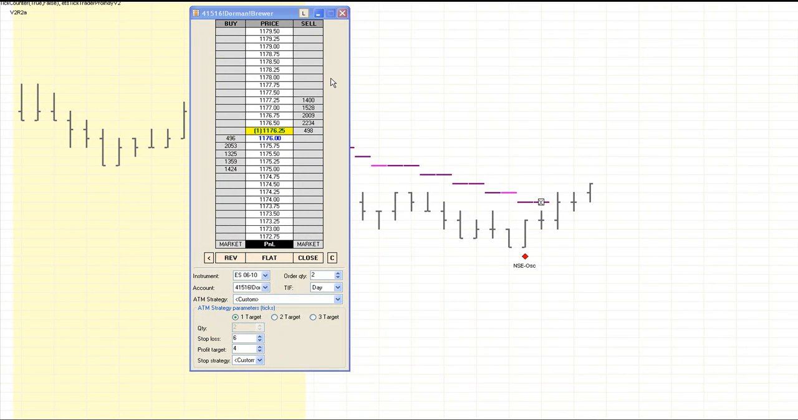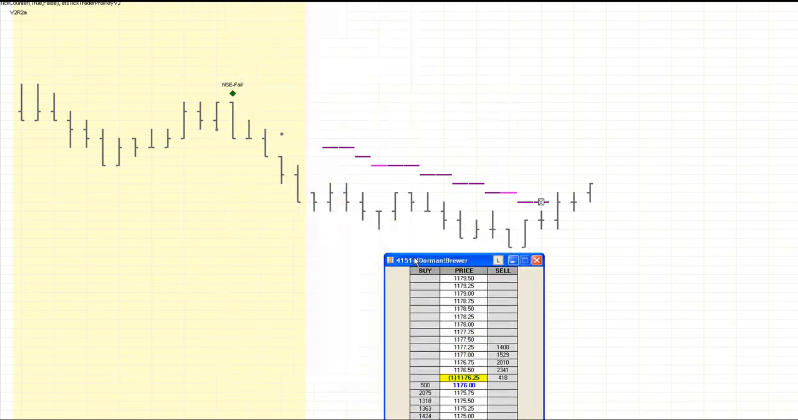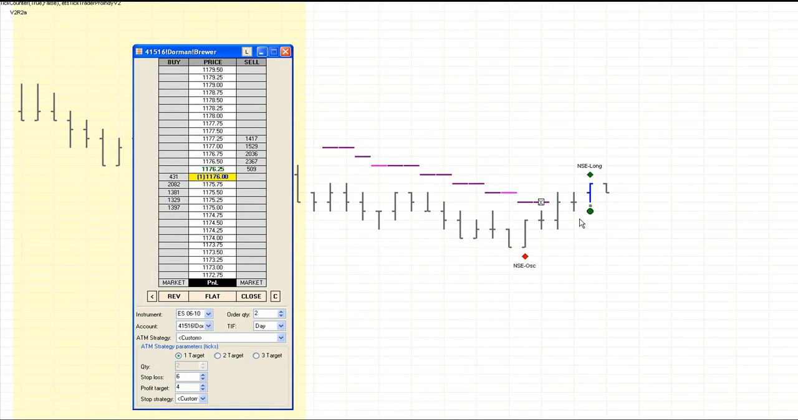In this video, we're going to talk about normal system entries. We are coming out of a no zone. This back coloring here is no zone. We're avoiding normal system entries, and we were actually looking to take a pullback trade. Let's jump right in here at 1176.50 long.